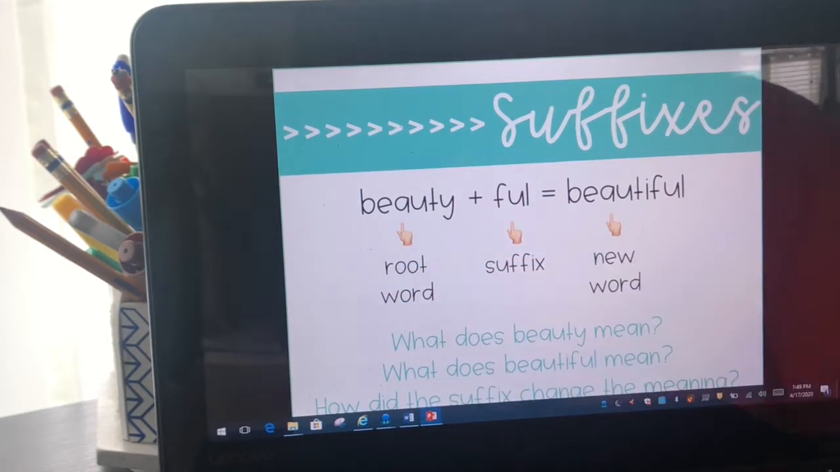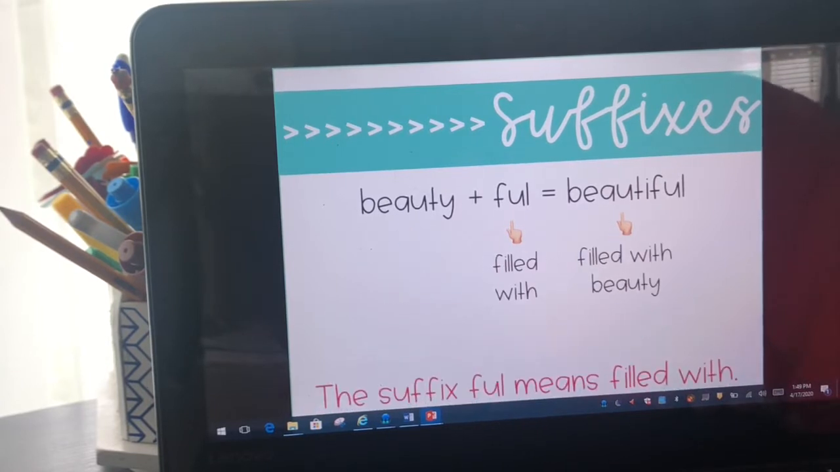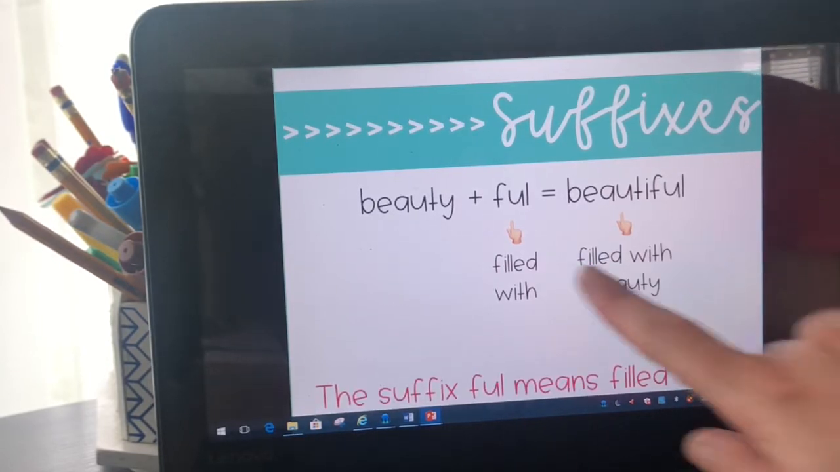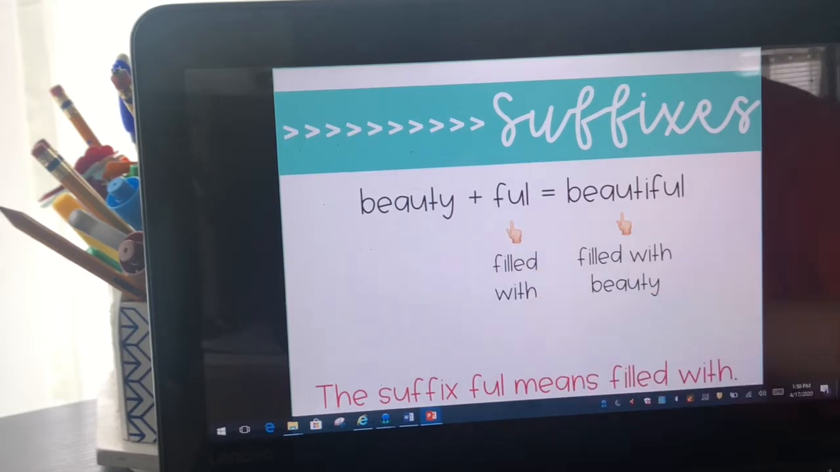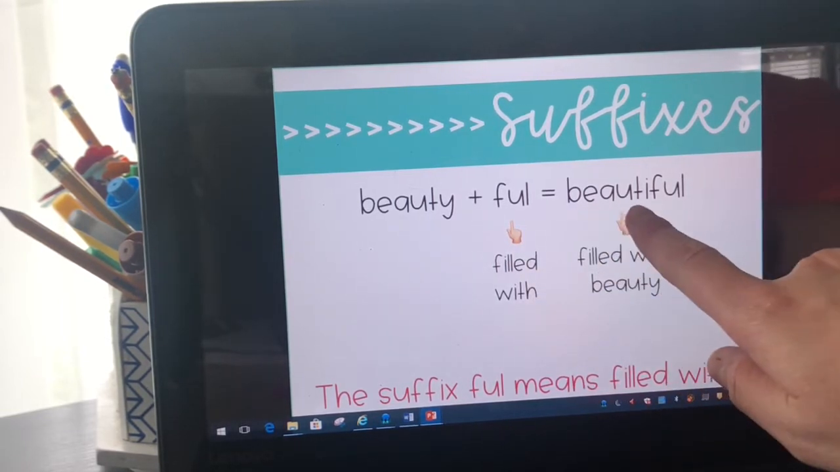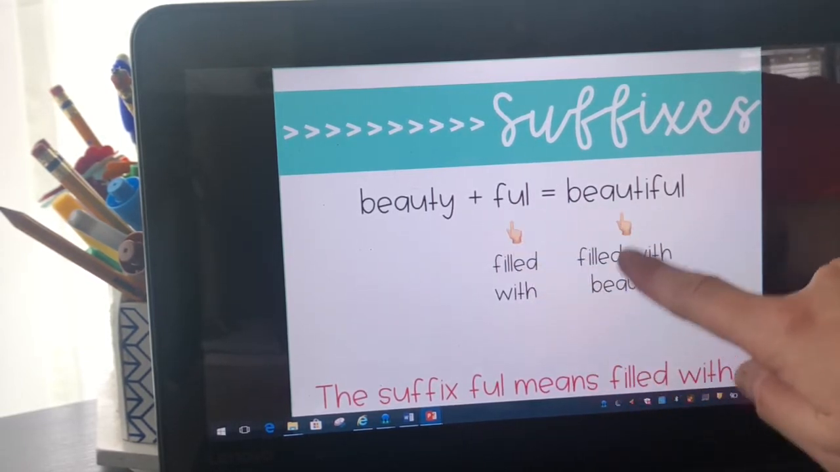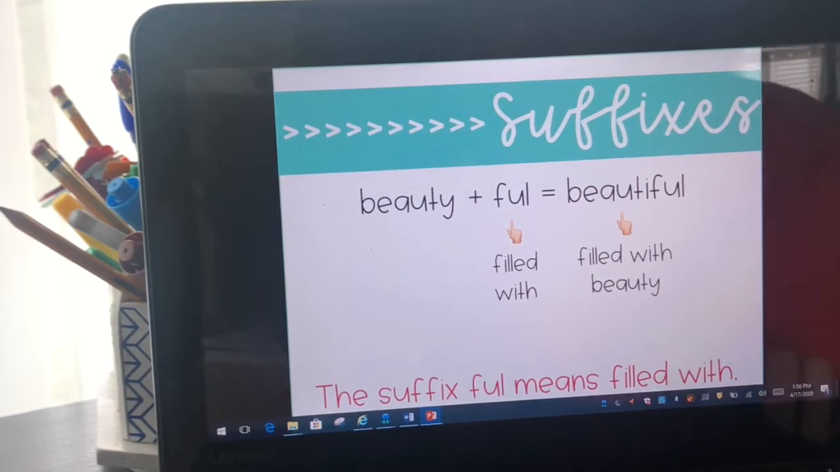So beauty is when you look your best, you're made up. And full, beautiful, is when you are describing somebody who looks their top to bottom, full of beauty. The suffix full means filled with. We just talked about that. Full means filled with. So that means beauty plus full equals beautiful, filled with beauty.